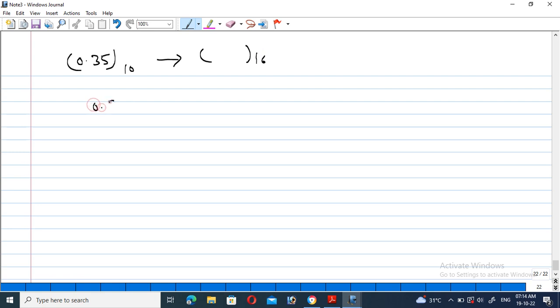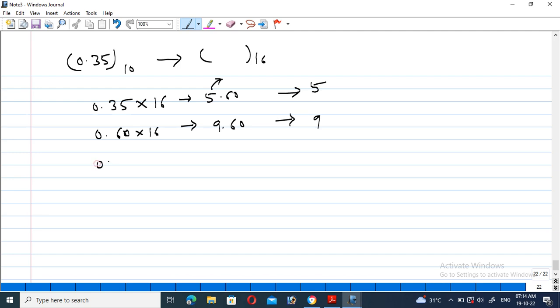You have to follow the same procedure as in the binary format. 0.35 into 16, then you will get approximately 5.60. Take the integer part. The integer part is nothing but 5 only. Separate this one. Again you have to carry out the remaining part. 0.60 into 16, you will get around 9.60. Take the integer part 9.